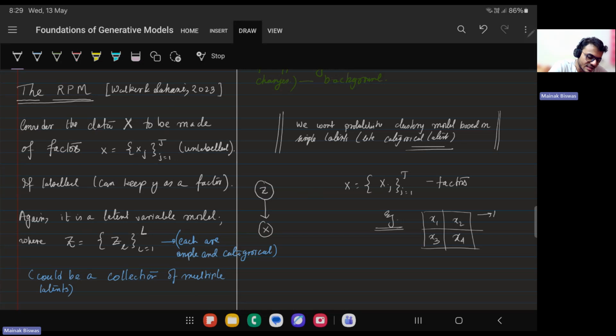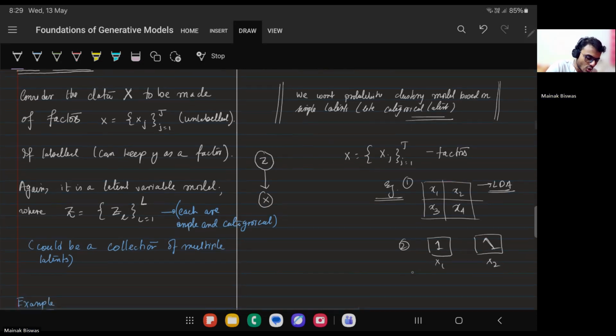We'll see this in LDA, that is Latent Dirichlet Allocation, the example 1. The other example could be, say, a digit 1 and an inverted digit 1. This could be x1 and this could be x2. Both represent the same idea of 1, the digit 1.